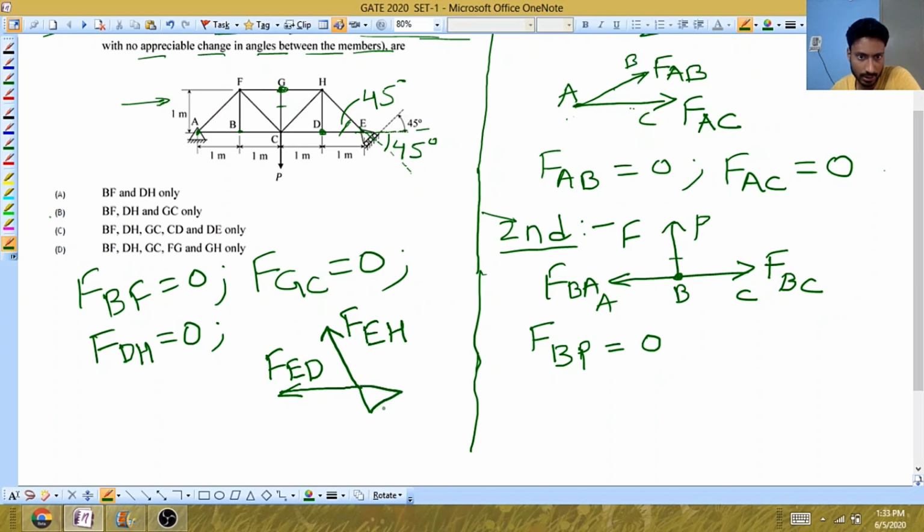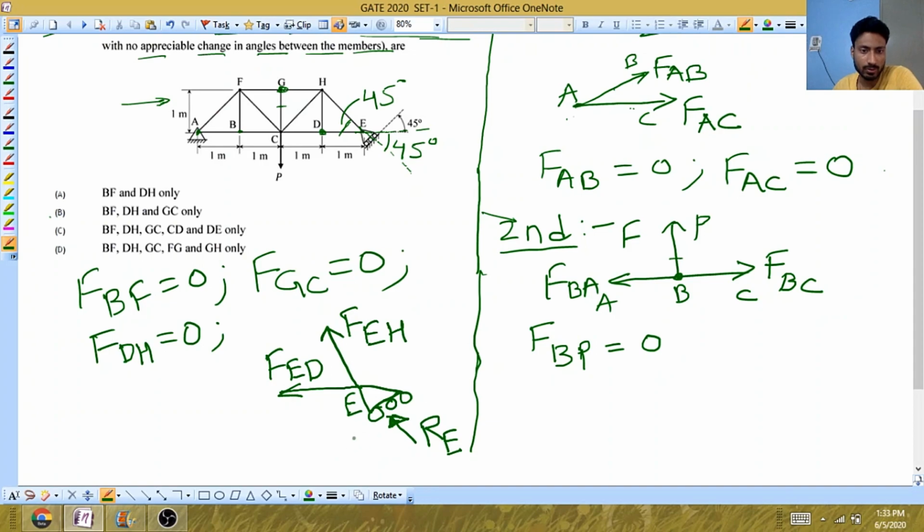Basically, what kind of support is that? Roller support. So in roller support, you know that only one reaction is there, that is perpendicular reaction or vertical reaction. So since this support is inclined at 45 degree, this vertical reaction will be like this way. This is E. So the reaction will be RE.